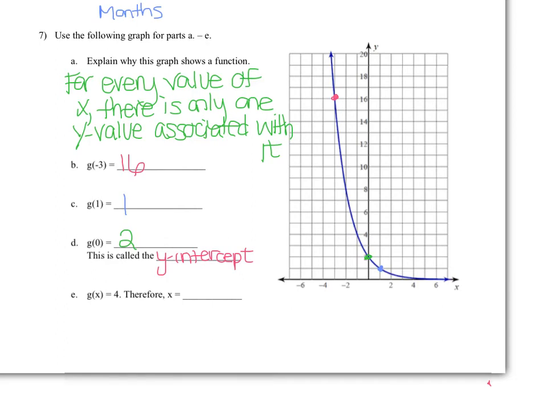Finally, they give us g of x equals 4. So they're asking, what is x when y is 4? Well, here's when y is 4. So we're looking at that point right there. X is negative 1.